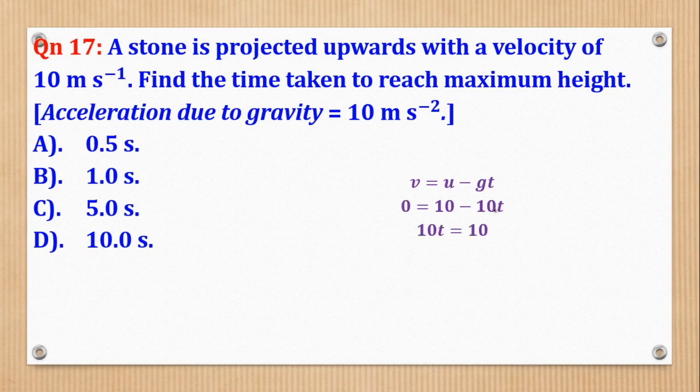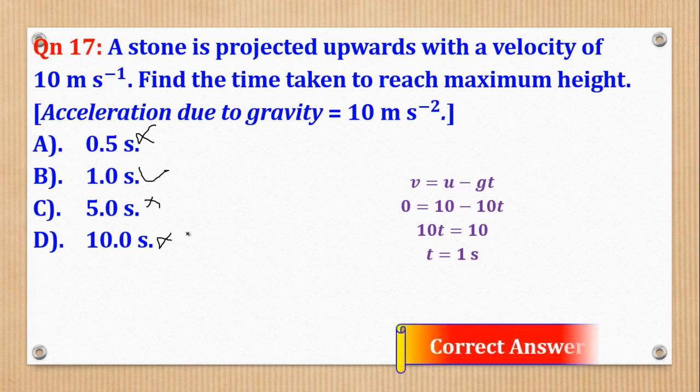The first thing to do is to take this side over, to come up with 10T. Then we can divide both sides by 10 to give you 1 second. So this is not okay, this is okay, this is not okay, not okay. So the correct answer will be B.